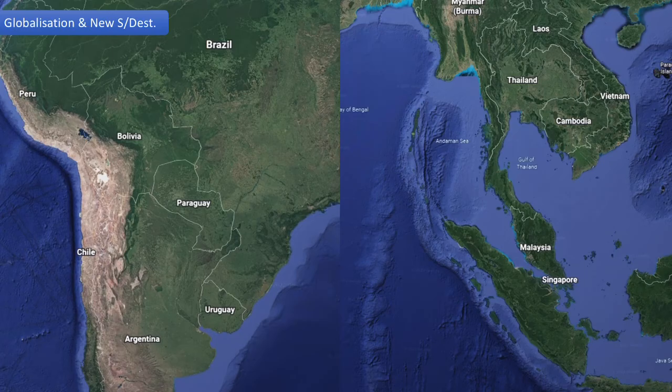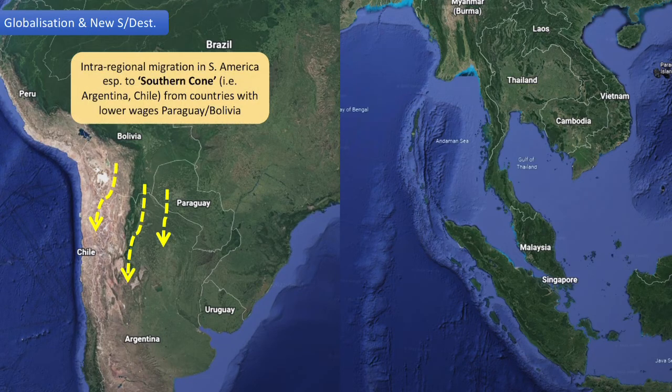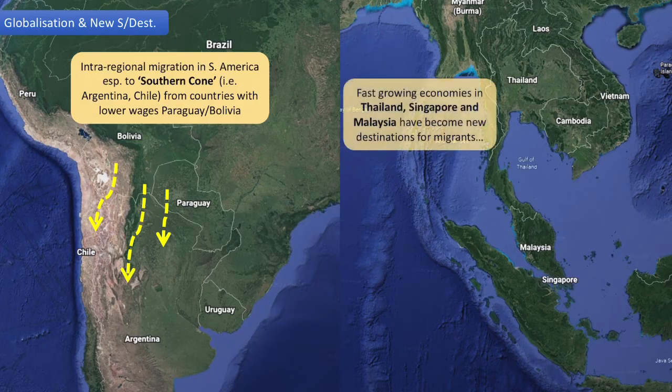Some other examples of what we would call intra-regional, so within a region, migration. We see in South America lots of movement to what we call the Southern Cone, so Argentina and Chile, from nearby countries like Paraguay and Bolivia. Those are countries that have lower wages, and therefore people go to Argentina and Chile for economic opportunities.